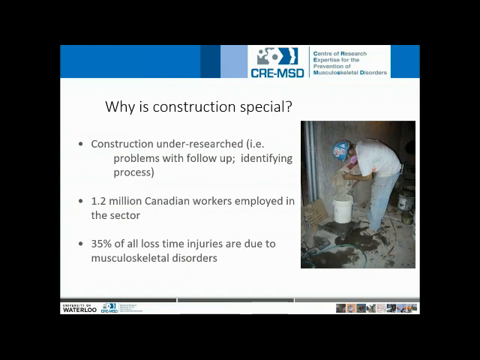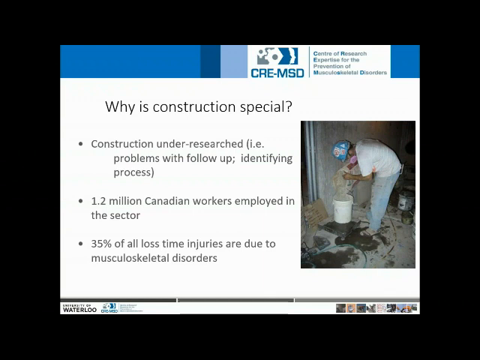Why we chose construction as a special focus of our research is an important thought. Construction has always been under-researched in an interesting way, because for researchers, there's problems in researching construction. It's very difficult to follow up with people because workers move from one employer to another. So you don't have a continuum to see what's happening with their health and safety. And it's difficult to identify a specific process because in construction, as I'll talk about in a bit, workers have a lot of control over the work process. So identifying how work is being done and to follow it is difficult because people do things in different ways.